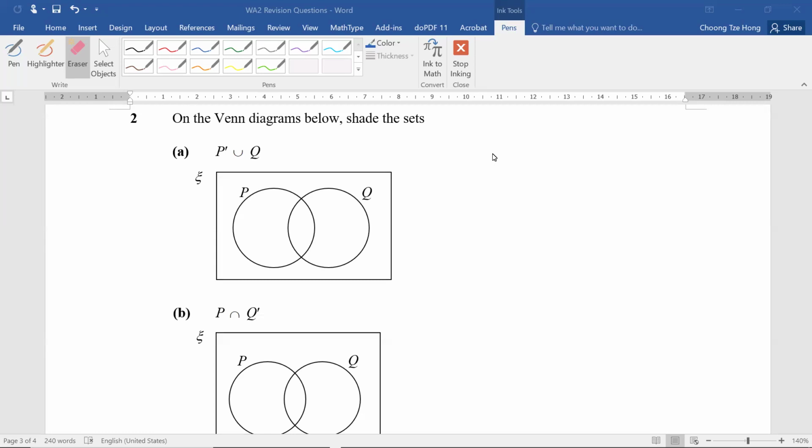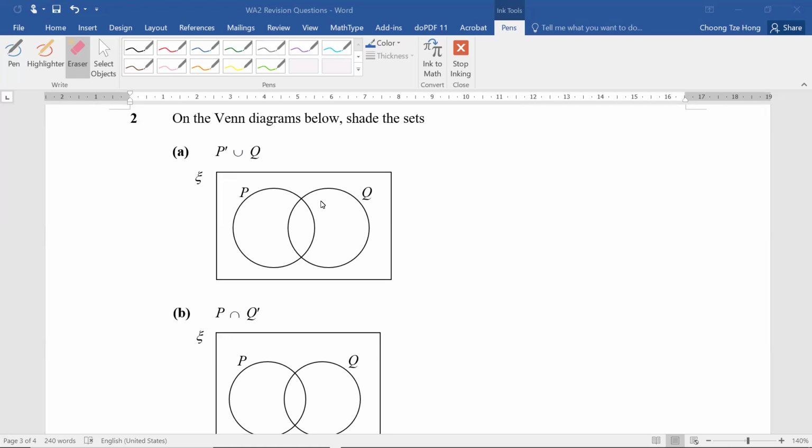For Venn diagrams such as this, whereby there are two sets that are overlapping each other, they can be essentially divided into four regions. One region is the outer border outside both of the sets. The next region will be the part inside P, but not including the overlapping region. Then the third one will be the overlapping region itself. And finally, the fourth region will be the part in Q, but not including the overlapping region.